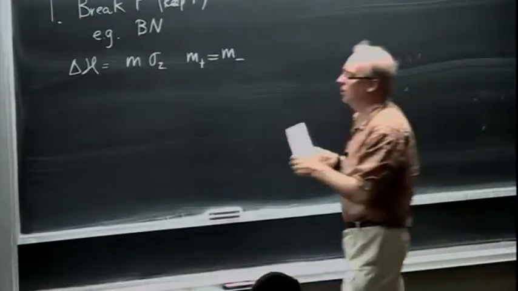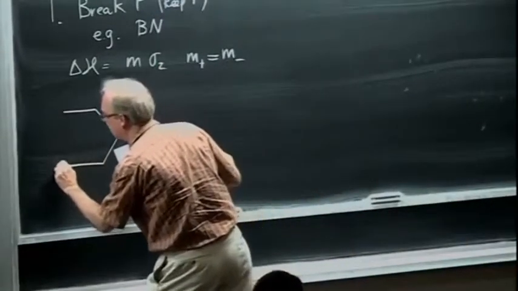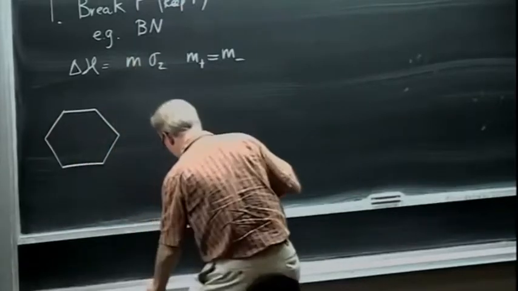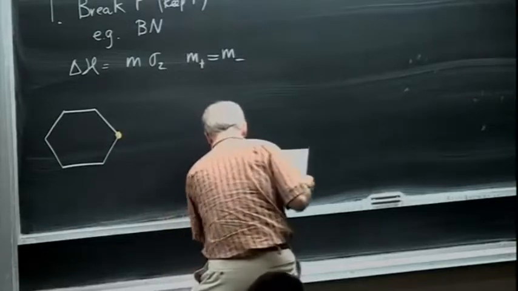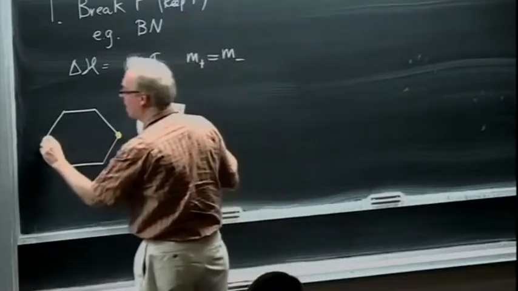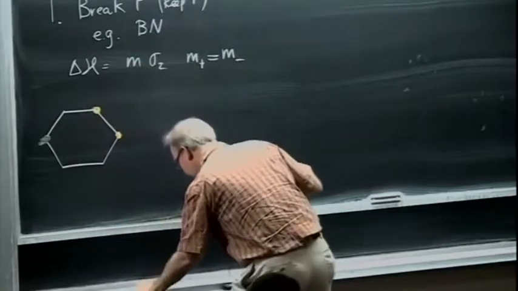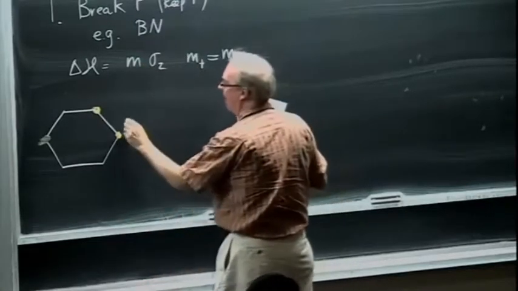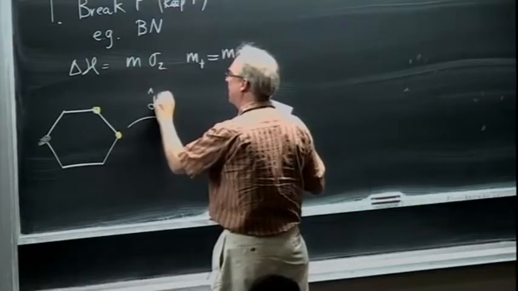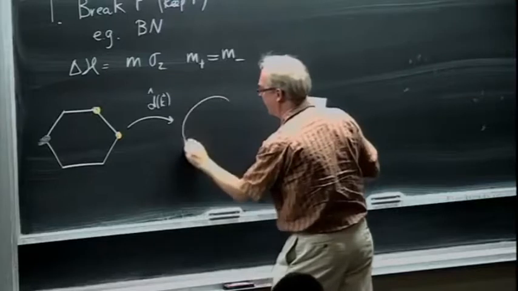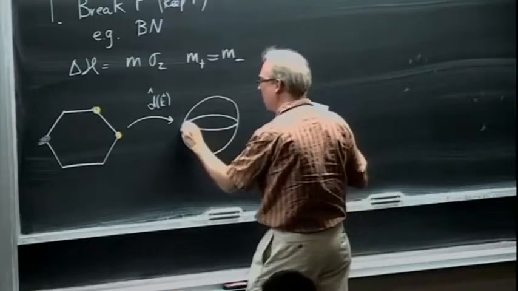And so if I do that, let's think about what the Chern number is going to be. So again, I have my Brillouin zone, with my points K and K prime. Actually, let me do this one. And that is getting mapped by D onto the surface of a sphere with the equator.